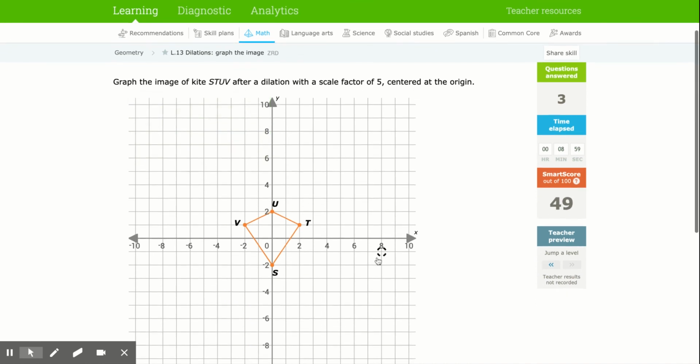Again, all you're doing is multiplying or dividing those x and y values for each point by the scale factor.